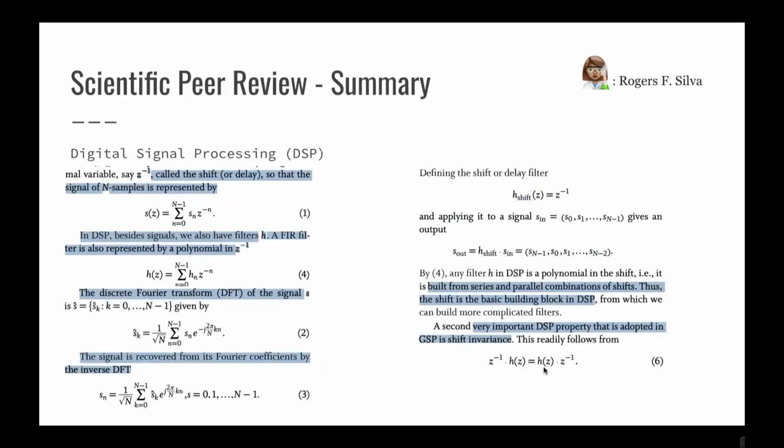And then he presents for the traditional DSP case a property that if you apply shift to a signal and then filter, or filter and then apply shift after filtering, the outcome is the same. And that's an important property that he's gonna leverage or try to replicate in graph signal processing.